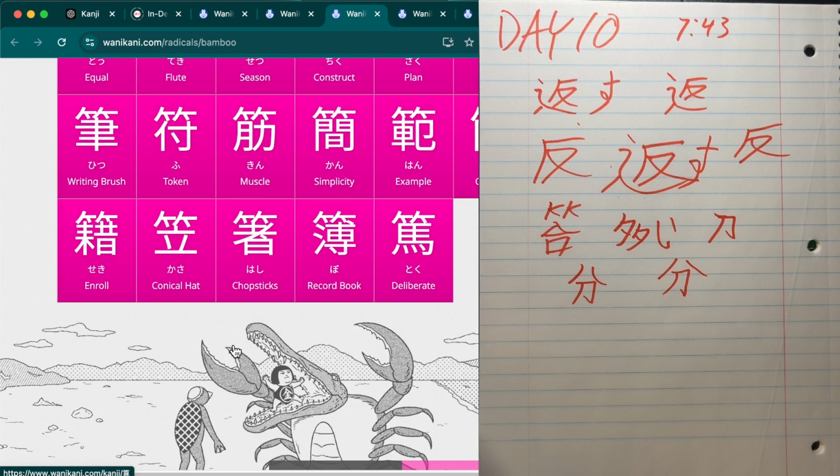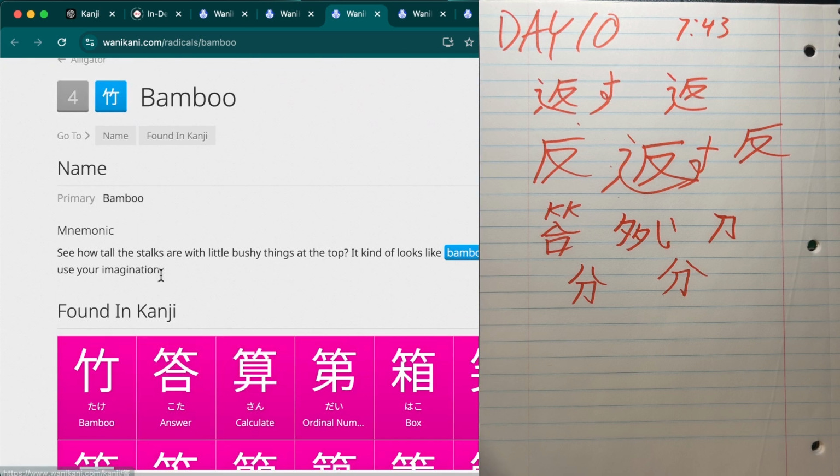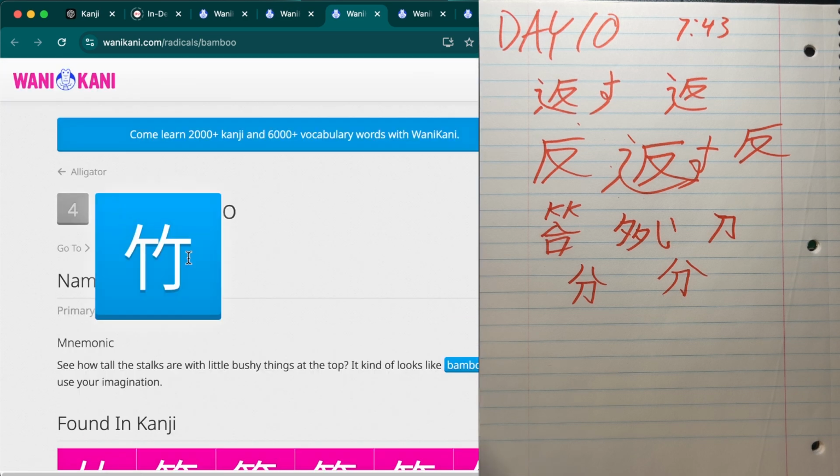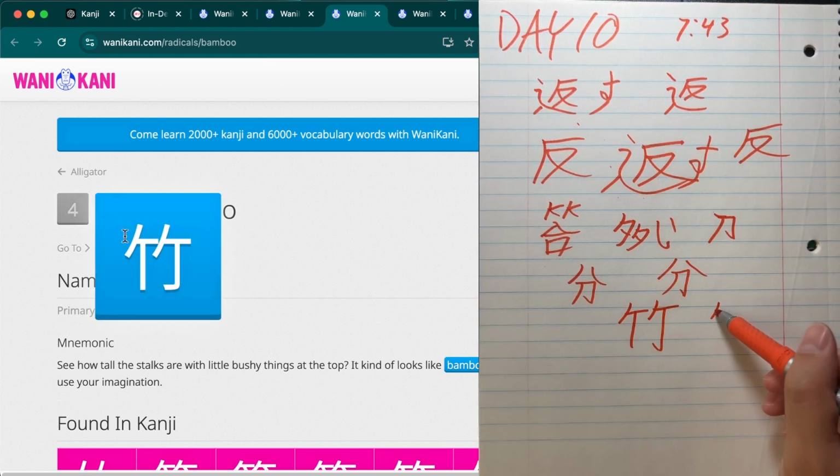And looks like that's the end of the hole. So it's just bamboo. Got it. It does look like bamboo a little bit. Let's write it. I remember this being in the N5 book as well. Again, this is one of the kanji that I skipped because I did not start at the beginner level in Japanese language school.